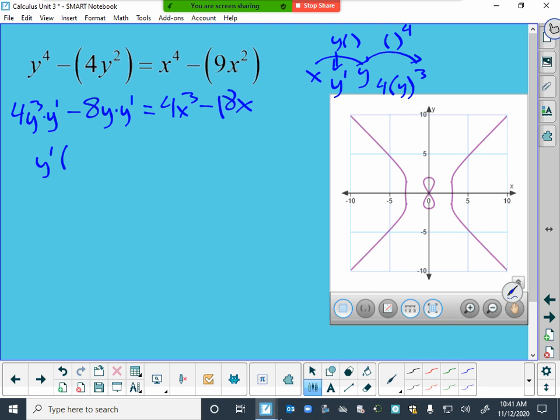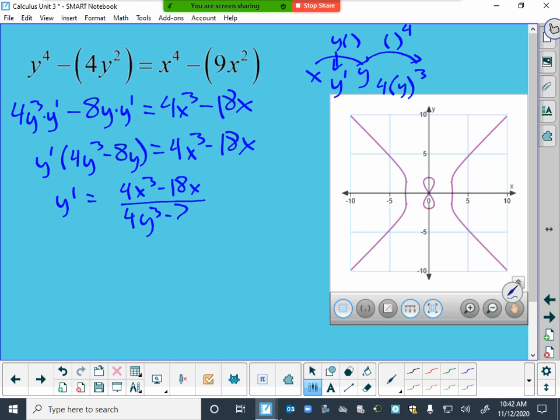I'll factor out the y prime. I get a 4y cubed minus 8y is 4x cubed minus 18x. So y prime is 4x cubed minus 18x over 4y cubed minus 8y. I could cancel a 2 out of everything anyway and call this a 2x cubed minus 9x over 2y cubed minus 4y. And that's what that derivative would look like.